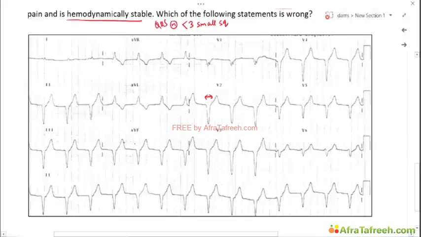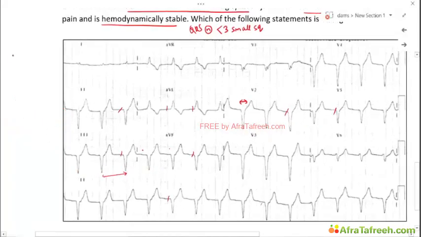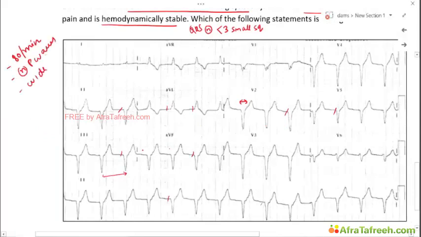Also, I don't see any P waves. There are no P waves anywhere in any of the leads. Okay. The rates are approximately somewhere between 75 to 100. Closer to 80, I would say. 80 beats per minute. Okay. So this ECG has a rate of 80 beats per minute, no P waves, and a wide QRS.